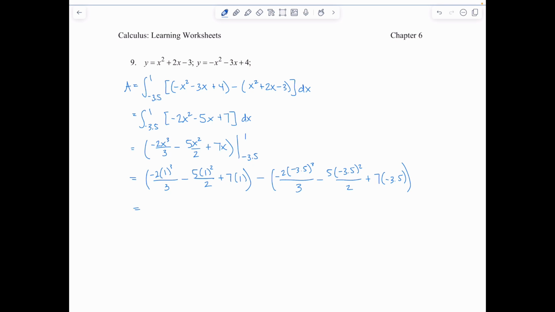This will give us negative 2 over 3 minus 2.5 plus 7 minus 85.75 over 3 minus 61.25 over 2 minus 24.5. So our area will be 30.375.